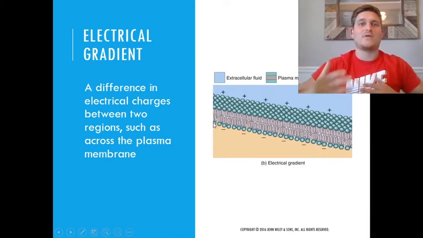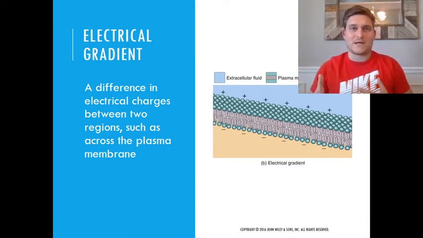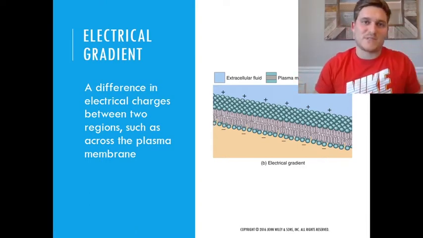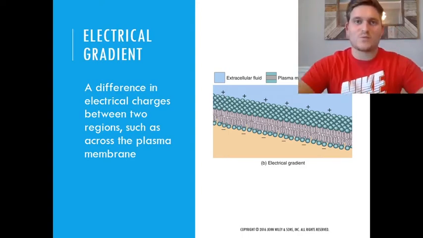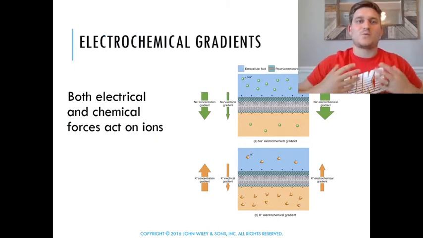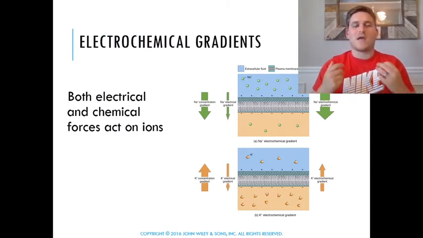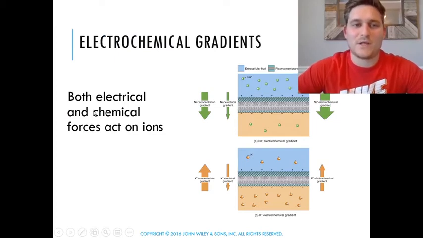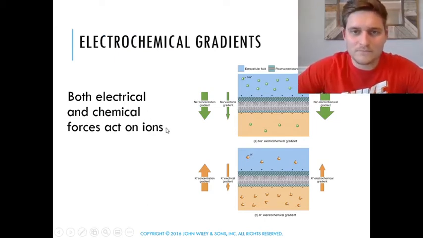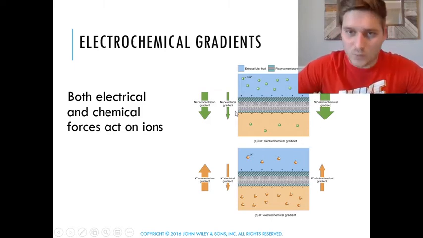And so the movement of these ions is based not only on concentration, but also on the electrical gradient. That makes what's called the electrochemical gradient. The movement of ions is based not only on electrical properties, but chemical as well. So how does this work?